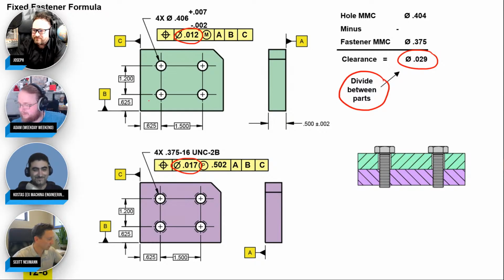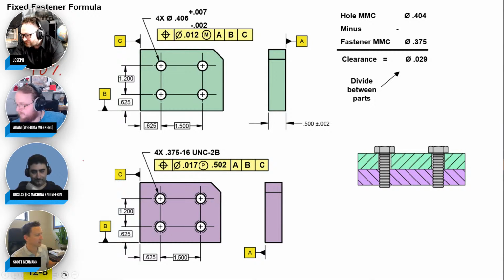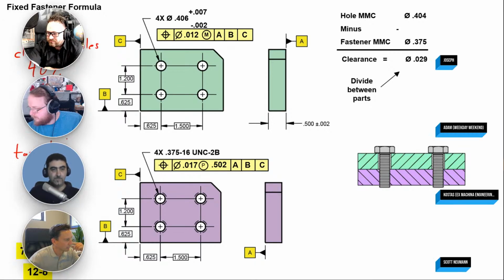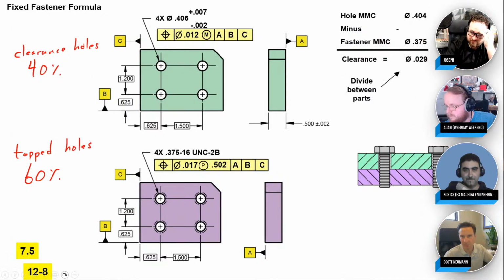A general rule for splitting is a 40-60, and that's kind of a rule of thumb that floats out there in industry. So we give 40% to the clearance holes, and then we give 60% to the tapped holes. By the way, I call them tapped holes. The standard calls them tapped holes, but it's the same thing as a threaded hole, tapped hole, threaded hole, same thing.